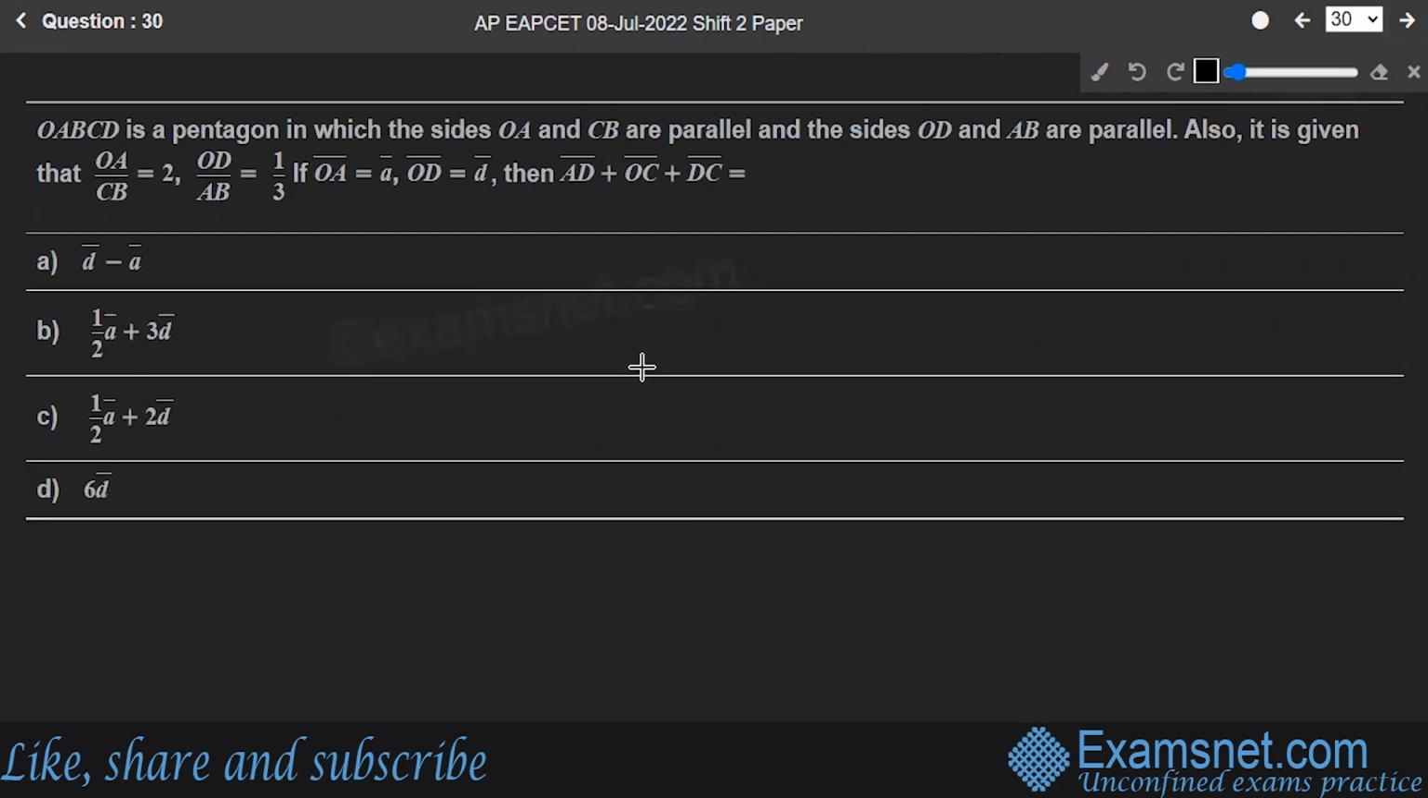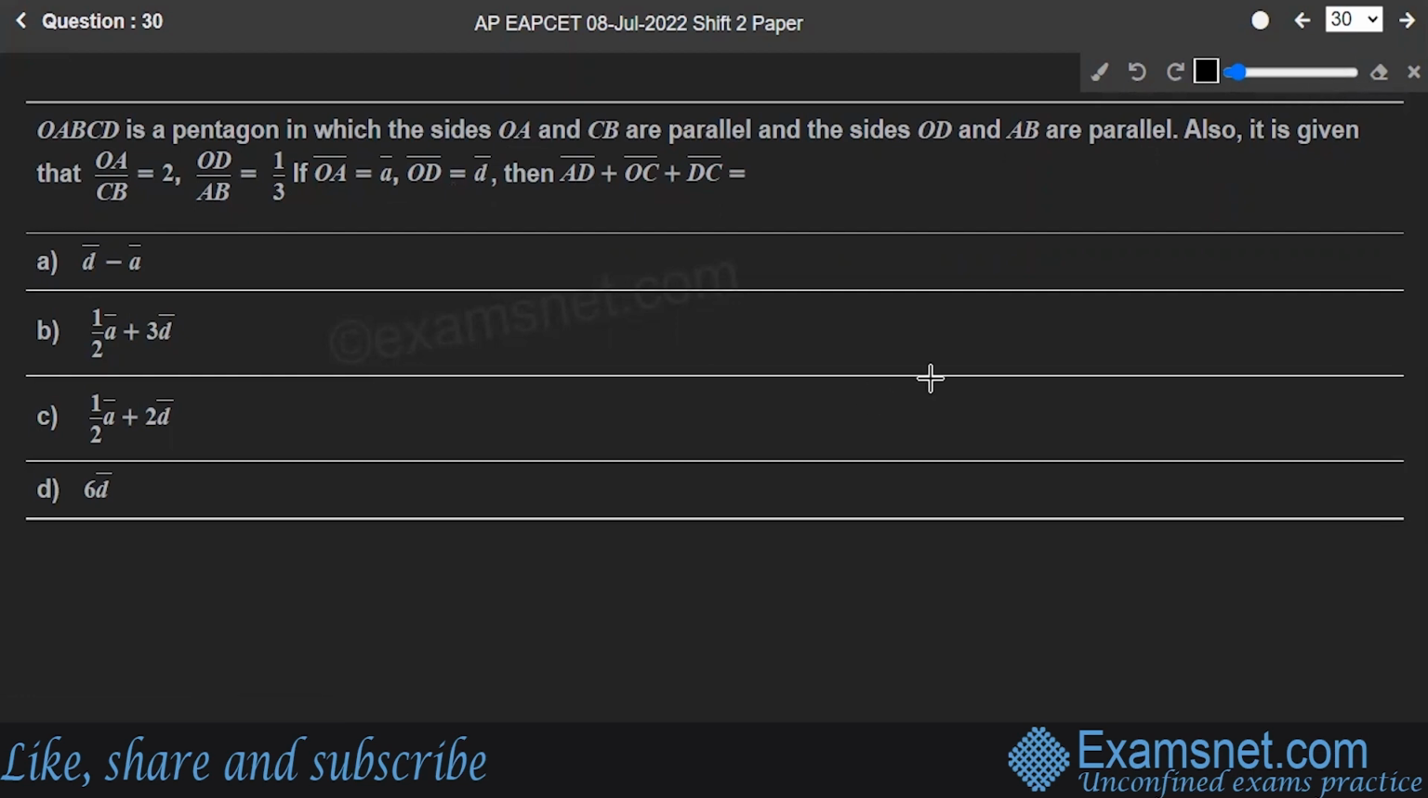Next is question number 30. It says OABCD is a pentagon in which the sides OA and CB are parallel, and the sides OD and AB are parallel. Also, it is given that OA upon CB is equal to 2, OD upon AB is equal to 1 by 3. If OA is equal to A vector, OD is equal to D vector, then AD plus OC plus DC is equal to what?